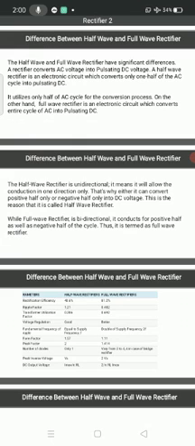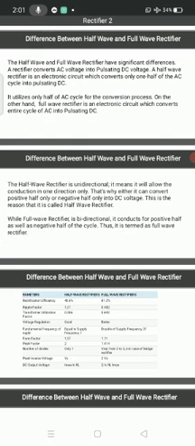See here, now first I will discuss the half wave rectifier. The half wave and full wave rectifier have significant differences. A rectifier converts AC voltage into pulsating DC voltage. This is the rectifier definition. After that, in case of half wave rectifier, it is an electronic circuit which converts only one half of the AC cycle into pulsating DC.